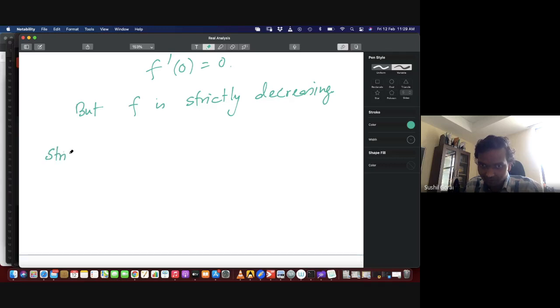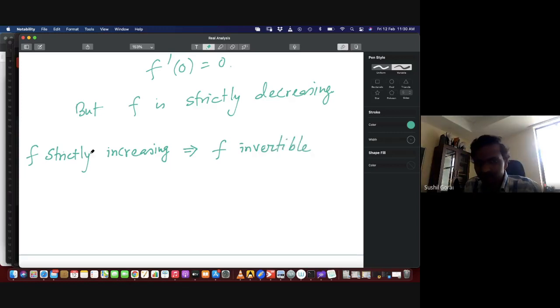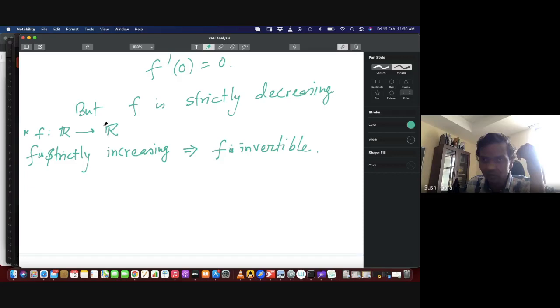So strictly increasing implies invertible. Assume a function f from, let's say, R to R. You can take a suitable neighborhood as well; it will work in any open set as well.